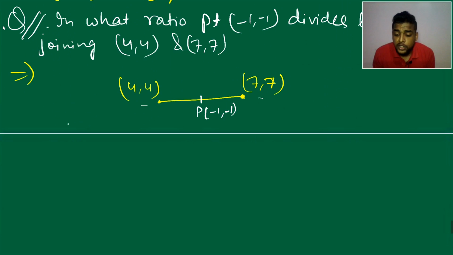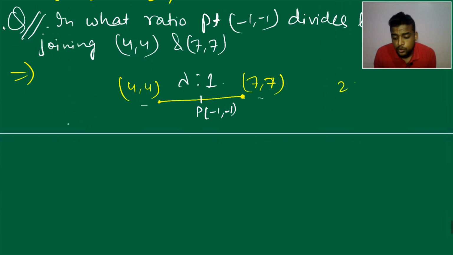Now in what ratio do they divide? We'll assume the ratio is lambda is to 1. Why lambda is to 1? Whatever we studied is in terms of ratio m is to n, but now I am saying let us take the ratio lambda is to 1. This is also logic. See, the logic is quite simple.